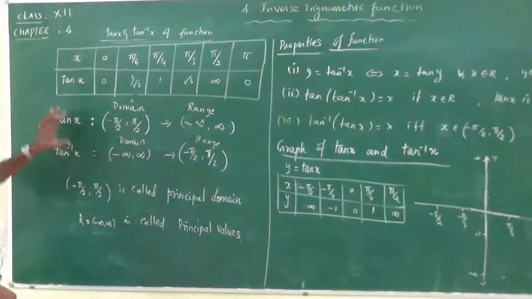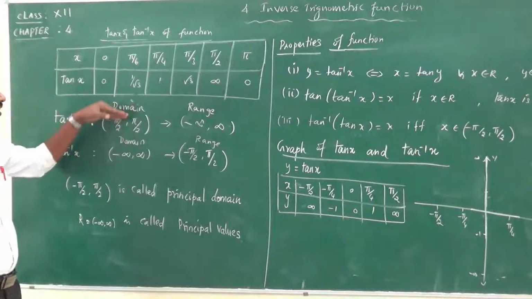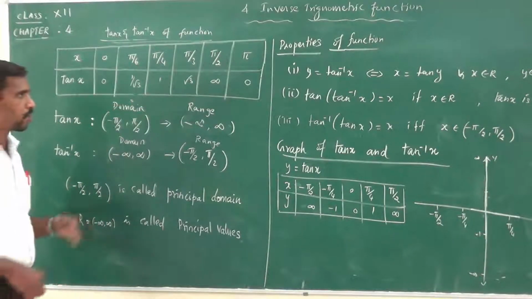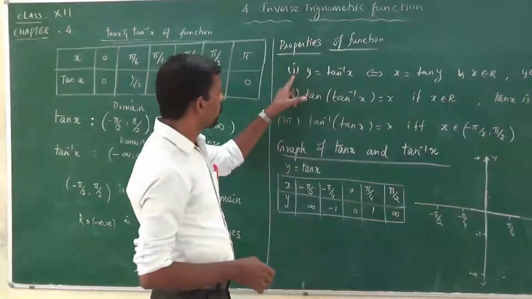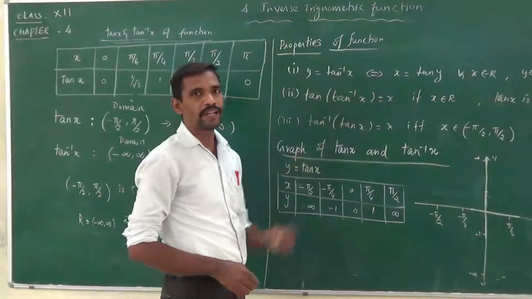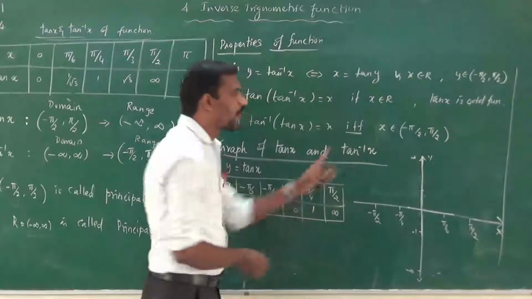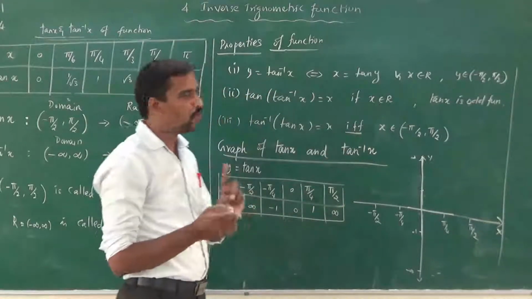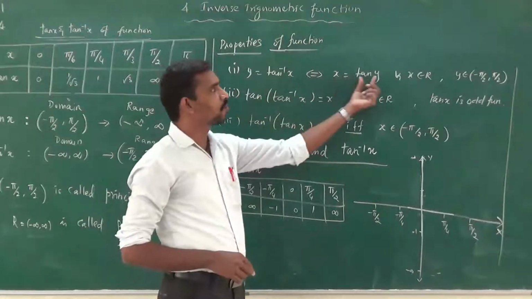These are the definitions of tan x and tan inverse x, with their respective domain and range. Now, what are the properties of the function? You see, y is equal to tan inverse of x. This symbol is nothing but if and only if, okay? So we can write it like this also, iff, if and only if. y is equal to tan inverse of x, we can write x is equal to tan y.